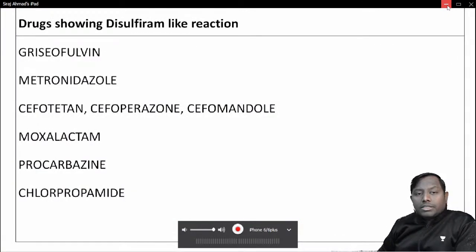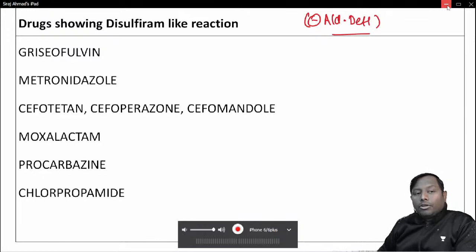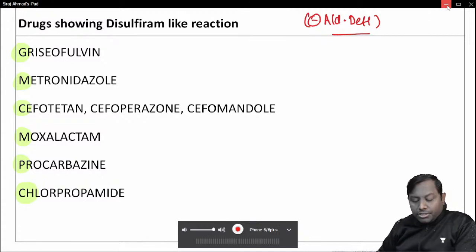Then don't forget drugs causing disulfiram-like reaction due to inhibition of the aldehyde dehydrogenase enzyme. They will be causing disulfiram-like reaction, and the mnemonic for this one will be your Government Medical College of Madhya Pradesh and Chhattisgarh. Here you will find the disulfiram-like reactions.